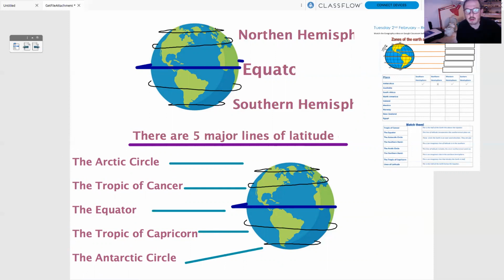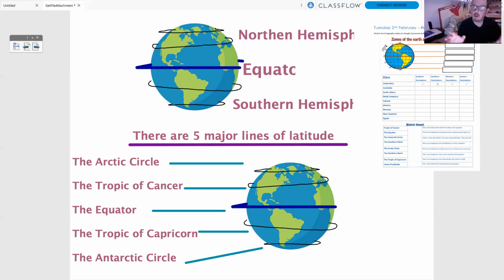The Arctic Circle is a really important line of latitude. The Tropic of Cancer is the next one down, a really important line of latitude. Then we've got the equator. Then we've got something called the Tropic of Capricorn underneath the equator. And then right at the bottom, we've got the Antarctic Circle. And those are the 5 major lines of latitude, again, those imaginary lines that tell us how north or south something is. Okay, so the Tropic of Cancer and the Arctic Circle are in the northern hemisphere, and the Tropic of Capricorn and the Antarctic Circle are in the southern hemisphere.